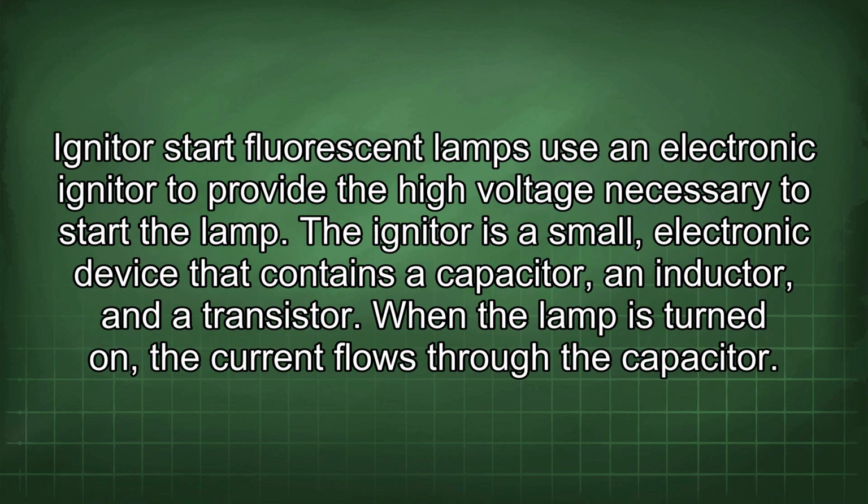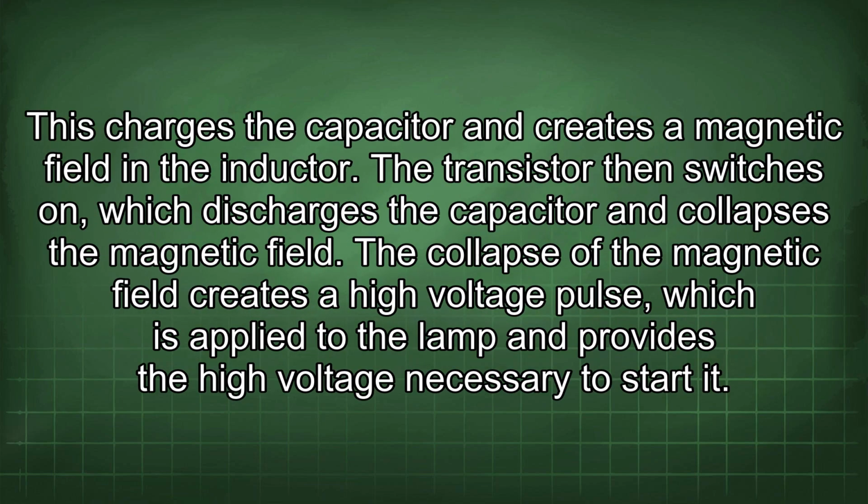Ignitor start fluorescent lamps use an electronic ignitor to provide the high voltage necessary to start the lamp. The ignitor is a small electronic device that contains a capacitor, an inductor, and a transistor. When the lamp is turned on, the current flows through the capacitor. This charges the capacitor and creates a magnetic field in the inductor. The transistor then switches on, which discharges the capacitor and collapses the magnetic field. The collapse of the magnetic field creates a high voltage pulse, which is applied to the lamp and provides the high voltage necessary to start it.